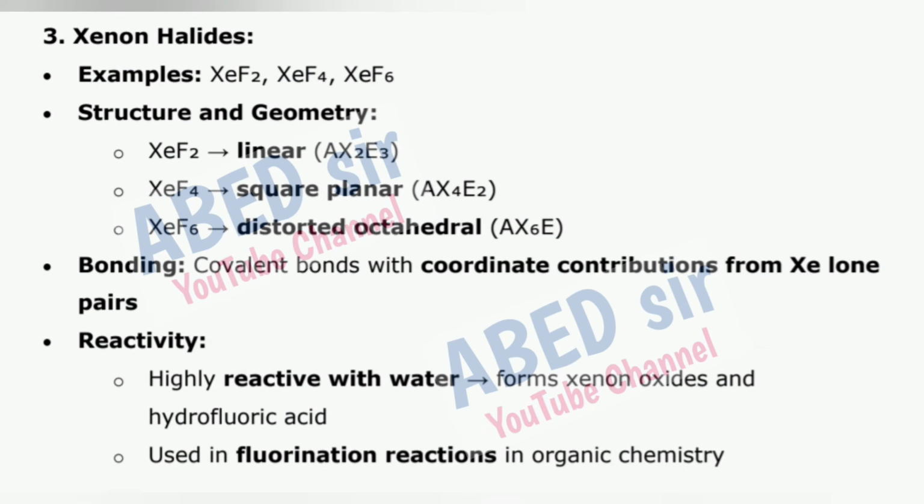3. Xenon halides. Examples: XeF2, XeF4, XeF6. Structure and geometry: XeF2 linear, AX2E3; XeF4 square planar, AX4E2; XeF6 distorted octahedral, AX6E. Bonding: covalent bonds with coordinate contributions from Xe lone pairs. Reactivity: highly reactive with water, forming xenon oxides and hydrofluoric acid. Used in fluorination reactions in organic chemistry.